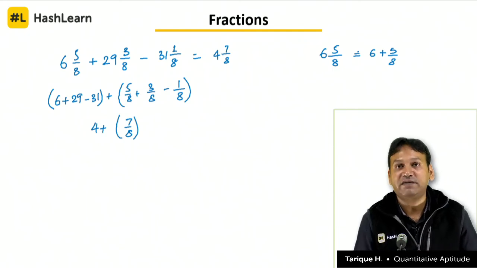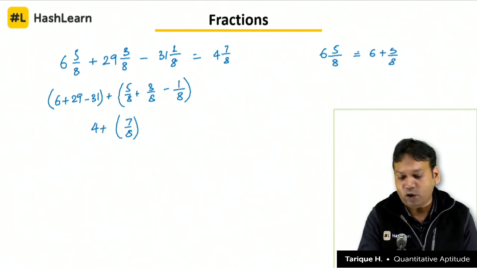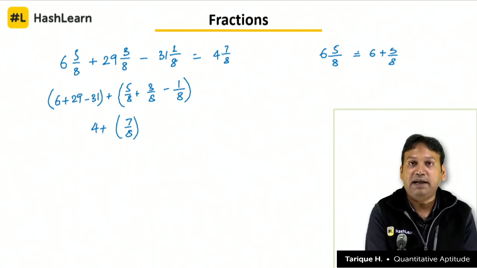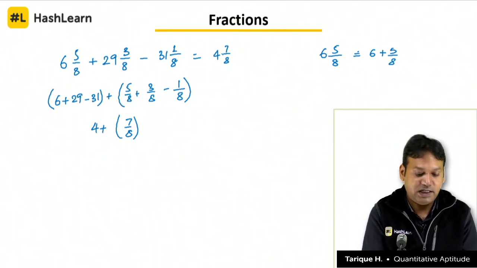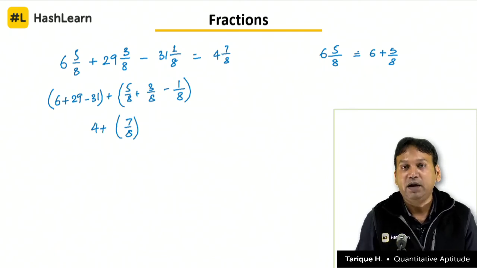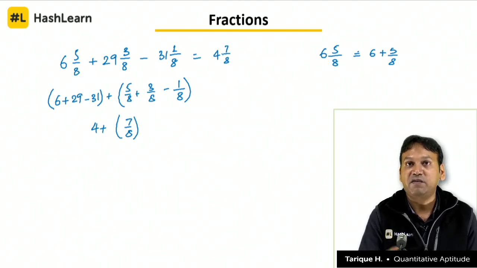Please don't convert mixed fractions always into normal fractions and then calculate. You take out the integer part separately and the fraction part separately and solve. You will see that the answer you are obtaining is much faster, in a much simpler way. You will get the answer for questions based on fractions.